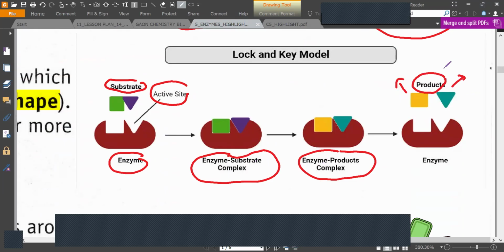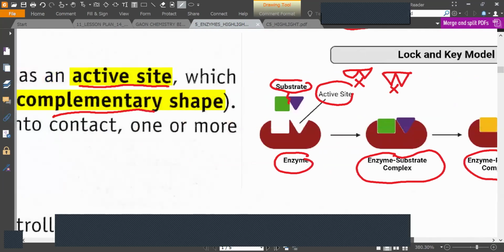So this is a breakdown process, breaking down this substrate into two products. It is very specific, so only this one can fit in. Let's say we have one like this, it cannot fit. Or one like this, it cannot fit. So we are saying this enzyme is very specific: only certain things can fit inside.